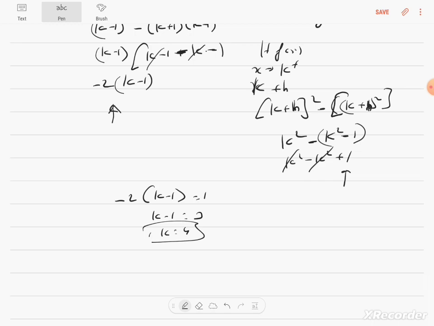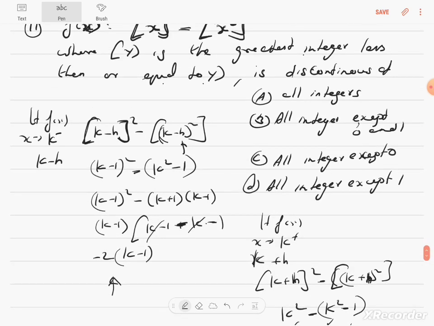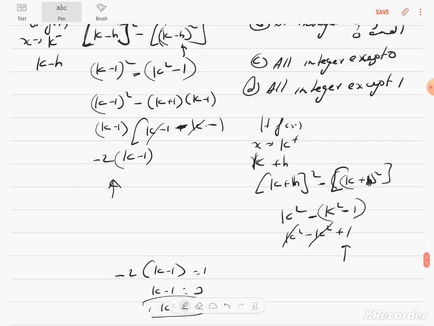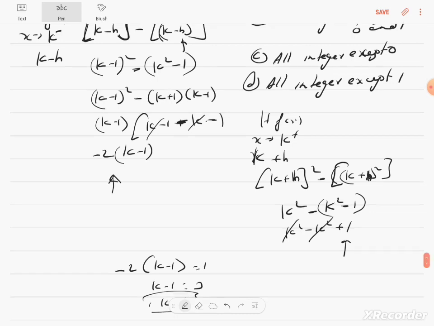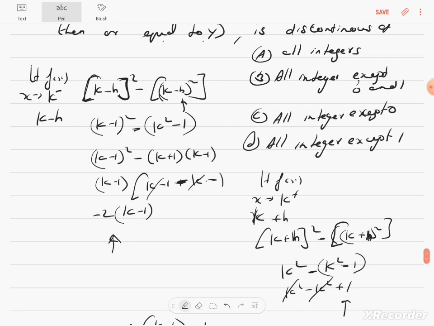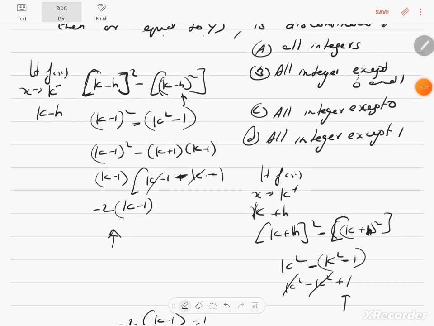Can I say that? But that option is not even there. I know the left hand limit can be equal to right hand limit only at k is equal to 4. I'm just thinking what, once again. I think I made a mistake here.